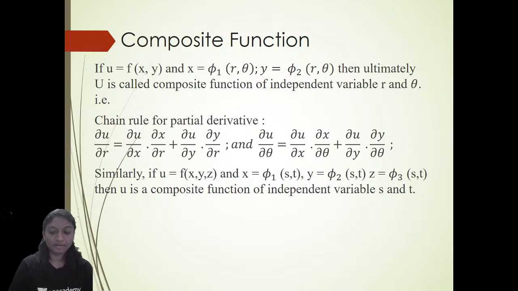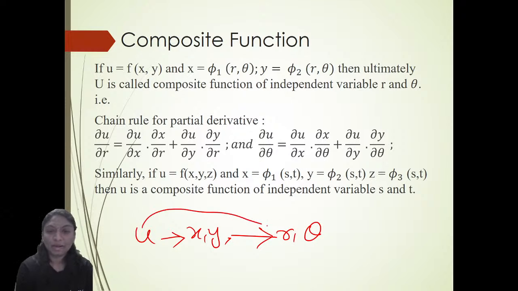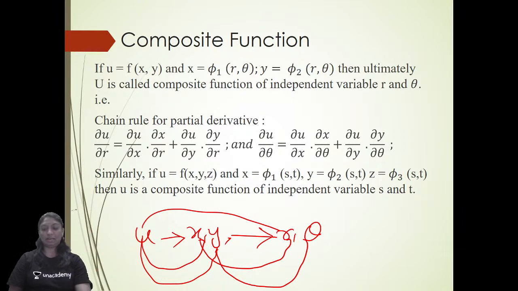So क्या है partial derivative का chain rule? Dabba u by dabba r. u is a function of x and y, and x and y are functions of r and theta, right? So dabba u by dabba r, मतलब u is a function of x and y, x and y are functions of r and theta, और हमें चाहिए dabba u by dabba r. So हम लोग क्या करेंगे, पहले dabba u by dabba x करेंगे और dabba x को dabba r करेंगे, dabba u by dabba y करेंगे और dabba y को हम लोग with respect to r करेंगे, right? So this is your composite function.